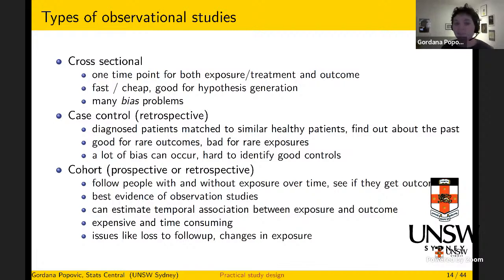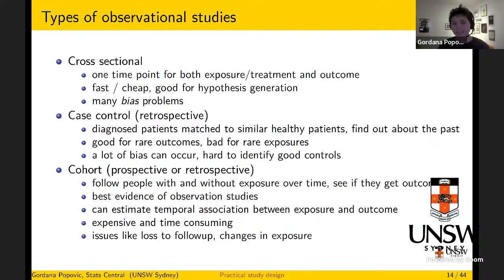Case control studies, which are retrospective, are a good way to investigate rare outcomes. So if you have a rare outcome, you might look at some patients that have this rare outcome, like a rare disease, and then you might match them to some healthy patients that don't have the disease but are similar in every other way. So they have age and sex and similar attributes, and see what the differences are between the patients with the disease and without, to try to see if you can tease out some associations for this disease. So they're good for rare outcomes, but bad for rare exposures. And a lot of bias can occur, in particular because it's hard to identify good controls.